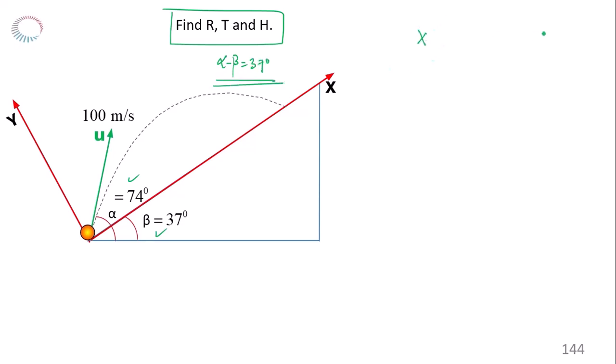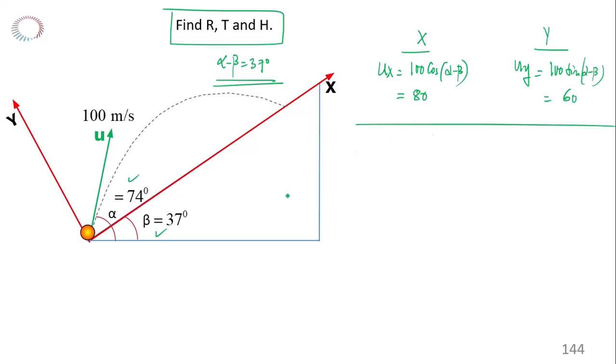So along the x direction and along the y direction, I am writing separately. What is ux? Ux should be equal to 100 cos of alpha minus beta, so 100 cos 37. Cos 37 is 4 by 5, so it is 80 meter per second. Similarly, uy should be equal to 100 sin of alpha minus beta. That means 3 by 5, so it is 60. So these are the x and y component velocities. Now calculate the value of acceleration. So ax should be equal to how much?